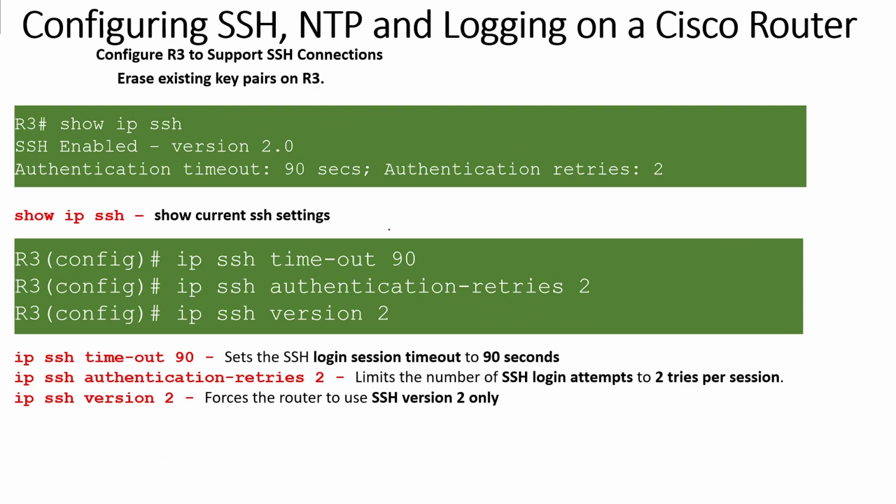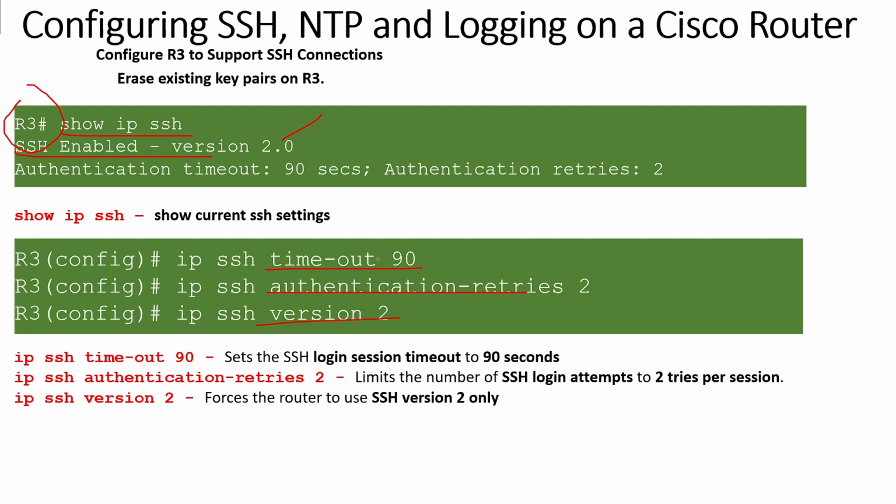To verify if your SSH is working properly or is enabled, we do this command, show ip ssh, and if you see this line, it means that SSH on R3 has been enabled and version 2 is being used.